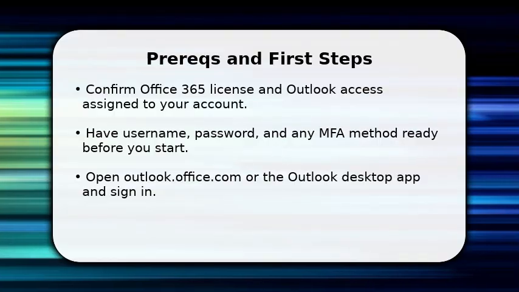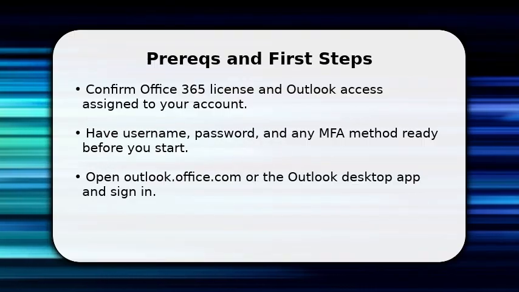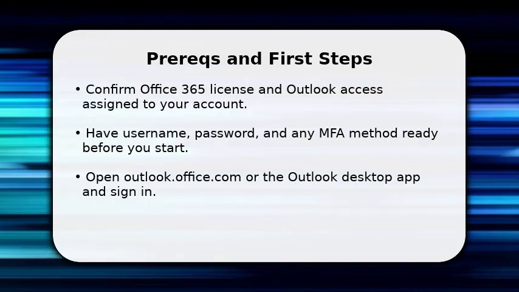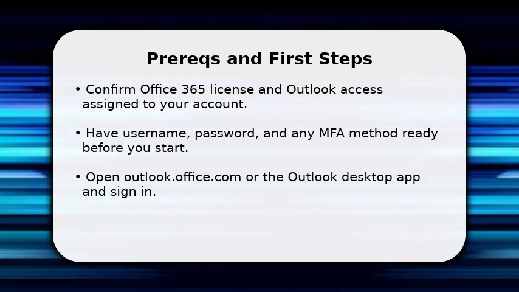You begin by verifying prerequisites: an active Office 365 license and sign-in credentials, plus any multi-factor method. Open the Outlook web app or launch the desktop app now. Sign in with your work or school account. Once authenticated, make sure sync settings are allowed and that you accept device prompts. If prompted, enroll your device for security. This first step gets you into the mailbox environment so you can configure preferences and connect other services quickly.